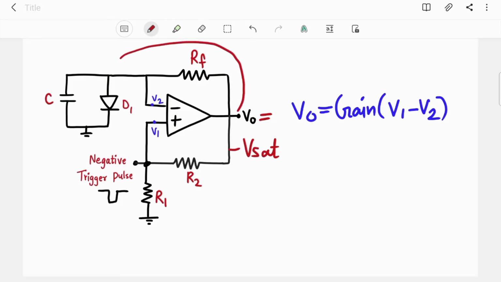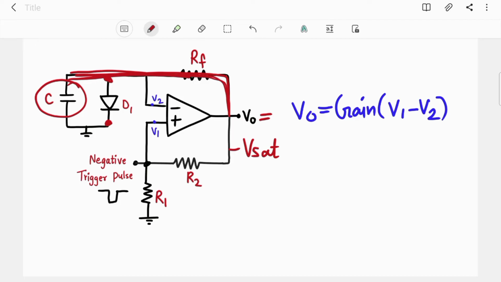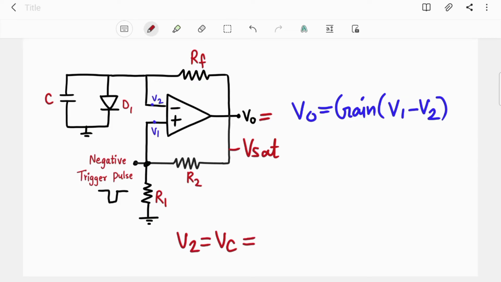Now the same minus Vsat value is appearing across this P terminal, and now this diode gets reverse biased and acts as an open circuit. So now this diode is open circuit. So this capacitor has got a path to charge towards minus Vsat. Okay, so it is following this path and charging towards minus Vsat. So now your V2, meaning Vc, is approaching minus Vsat.